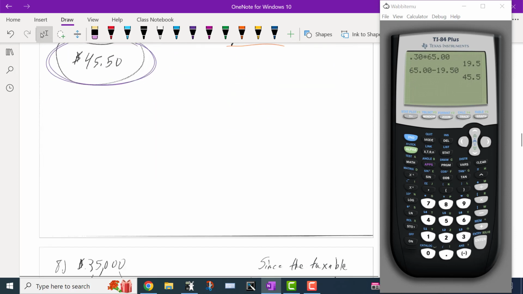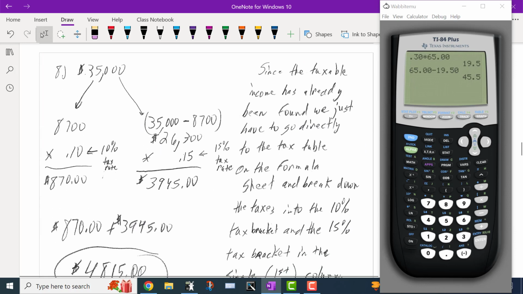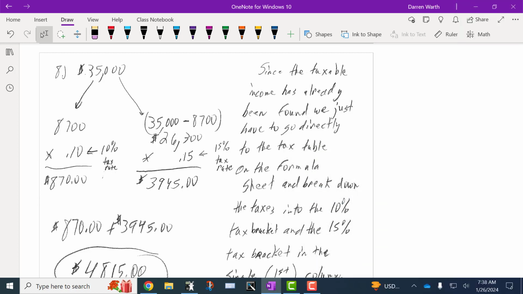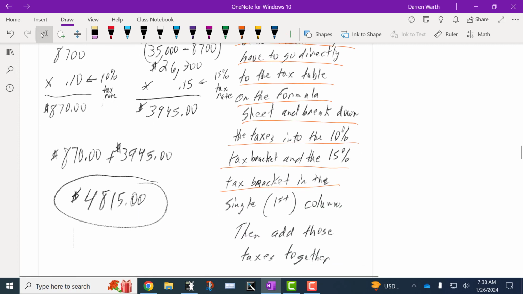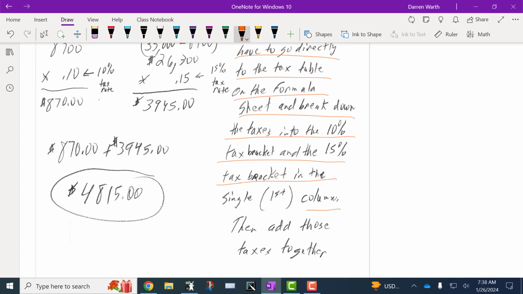So on this next problem, number 8, it says find the income tax owed to the federal government for a single person with a taxable income of $35,000 with no tax credits. So we just need to remind ourselves, since the taxable income has already been found, we just have to go directly to the tax table on the formula sheet and break down the tax in the 10% tax bracket and the 15% tax bracket. And we're going to do that in the single first column, then add those taxes together.